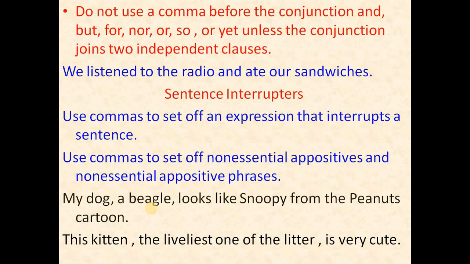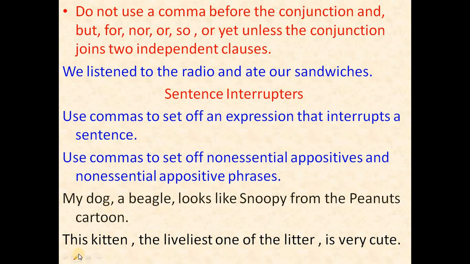Just look at this example. My dog, a beagle, looks like Snoopy from the Peanuts cartoon. This kitten, the liveliest one on the litter, is very cute. How can we know that this interrupter is non-essential? Just remove it and read the sentence. My dog looks like Snoopy from the Peanuts cartoon. Now the meaning of the sentence is not changed. That's why we can judge this interrupter as a non-essential one. So we must use a comma to separate this interrupter.